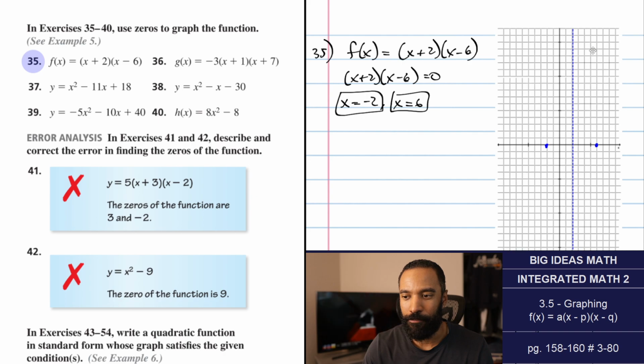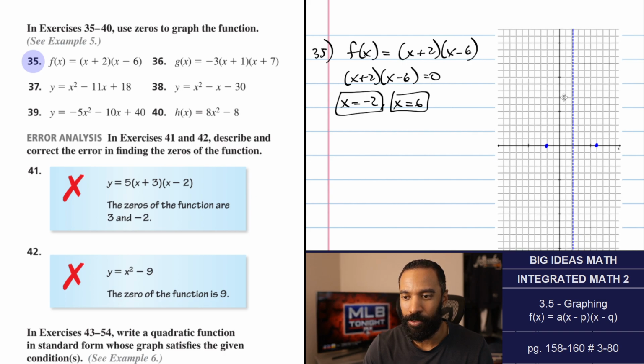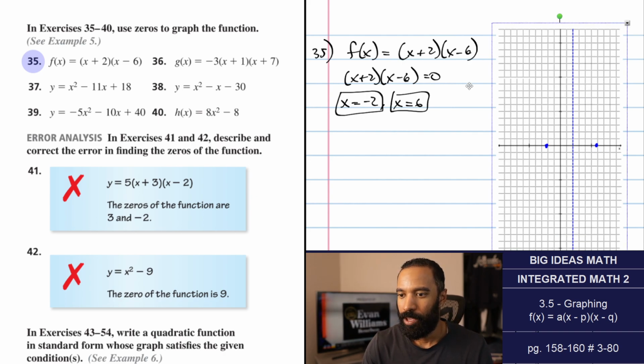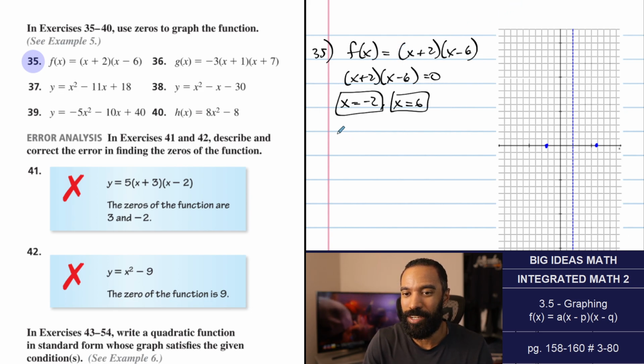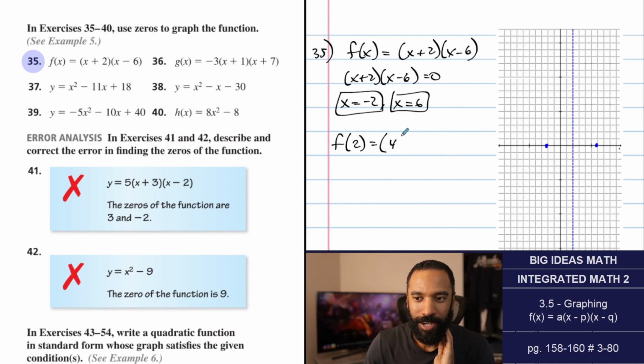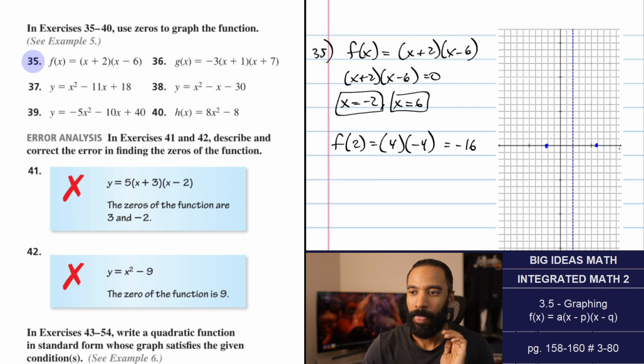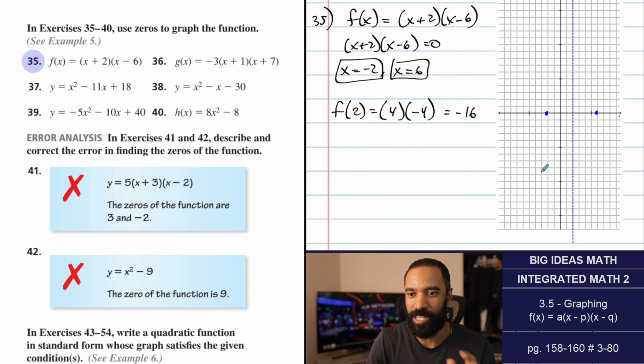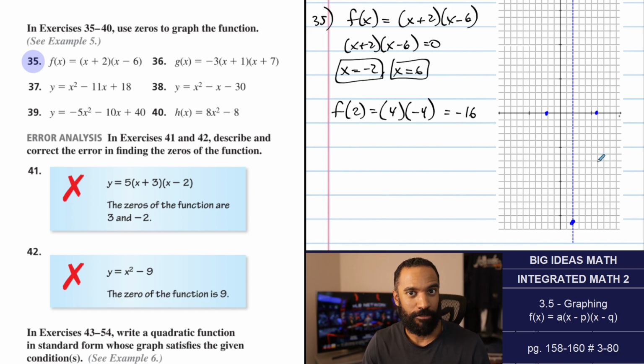Now, if I knew that 4 and negative 4, those are actually really helpful because 4 times negative 4 will be this other part of the vertex. So f of 2 for the axis of symmetry is going to be 2 plus 2, 4, times 2 minus 6, negative 4, which is negative 16. They didn't ask me to label, but my vertex is at 2, negative 16. So again, less labeling might save me. Stretch factor is 1. I'm going to go 1, 1, 2, 4.